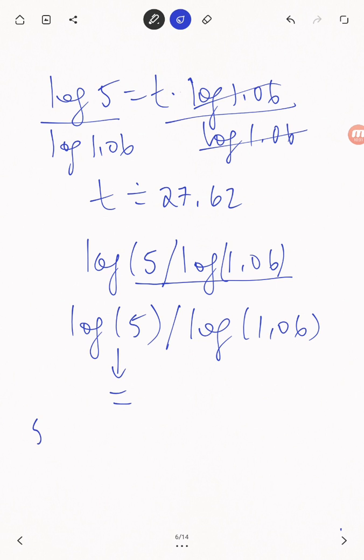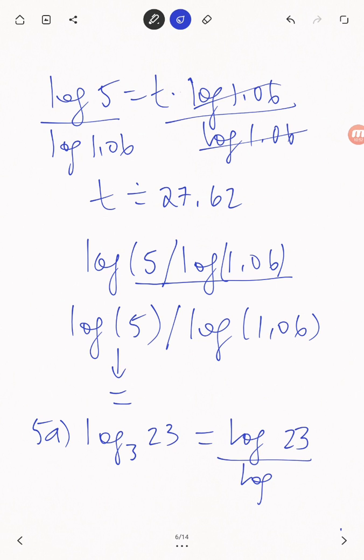Next question, 5a. 5a says evaluate correct to 3 decimal places log 23 base 3. Now since this is not base 10, you can't do it on your calculator directly, but luckily we can apply the change of base formula and make both bases 10, and then we will be able to do it on our calculator.